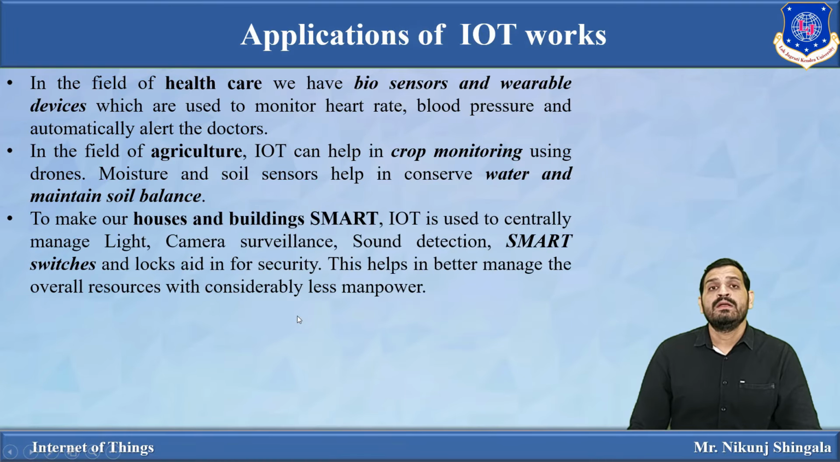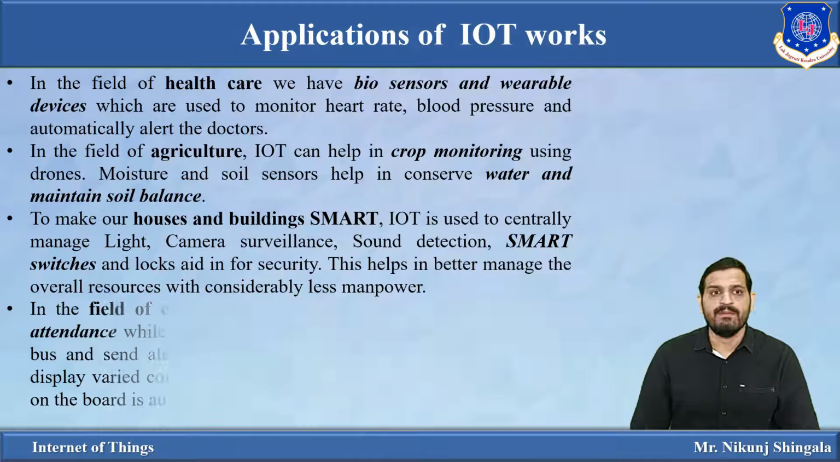Now, what about the smart building and smart house? To make a smart building and smart house, IoT is used to centrally manage the lights, cameras, surveillance, sound detection, smart switches, and locks for the purpose of security. This helps in better management of all resources, which requires less power and less manpower.